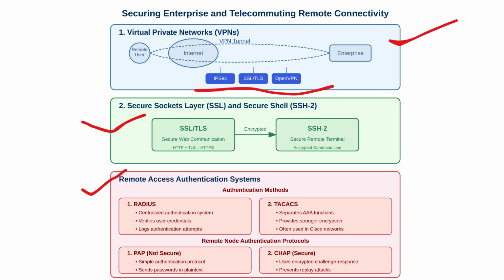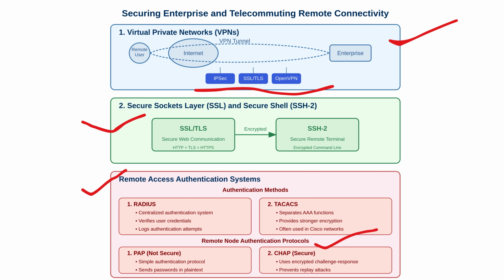and supporting multi-factor authentication. TACACS, Terminal Access Controller Access Control System. TACACS is another authentication protocol, similar to RADIUS, but more secure. It separates authentication, authorization, and accounting functions, provides stronger encryption than RADIUS, and is often used in Cisco network devices.